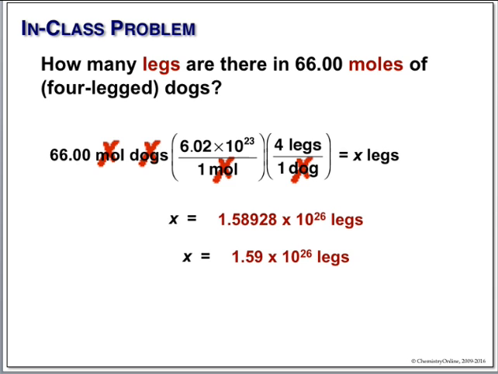Again, remember, a mole is just a number. It's a nice, simple ratio. 6.02 times 10 to the 23rd per mole.